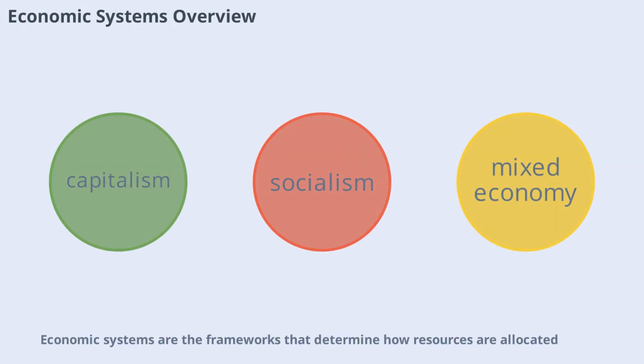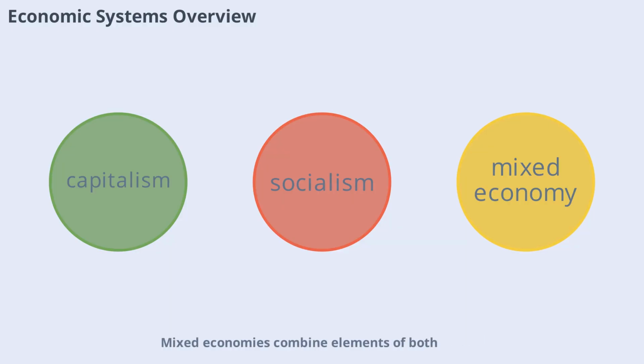Economic systems are the frameworks that determine how resources are allocated, what goods are produced, and how they are distributed. The main types include capitalism, socialism, and mixed economies. Each system has its own rules and priorities, which influence how countries engage in global trade. For example, capitalist economies focus on free markets and competition, while socialist economies emphasize state control and equality. Mixed economies combine elements of both. These systems shape the way nations trade and interact globally.